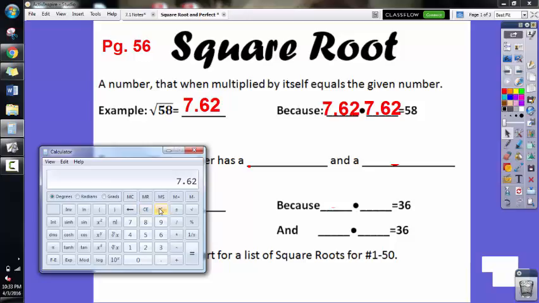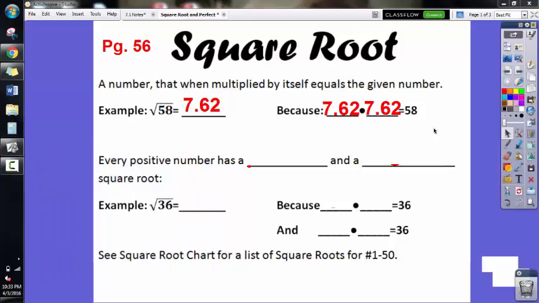7.62 times 7.62, it's going to be very close to 58. 58.0644. It's very close. With square roots, they're not going to be exact. If you need time to pause the video so you can write something down, all you have to do is go ahead and pause and then pick up where you left off.